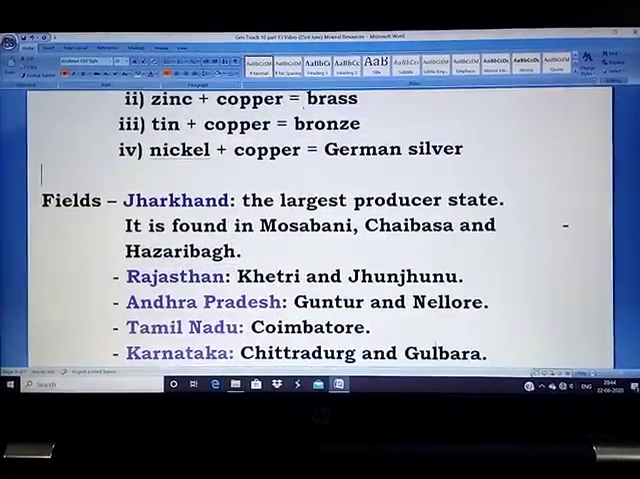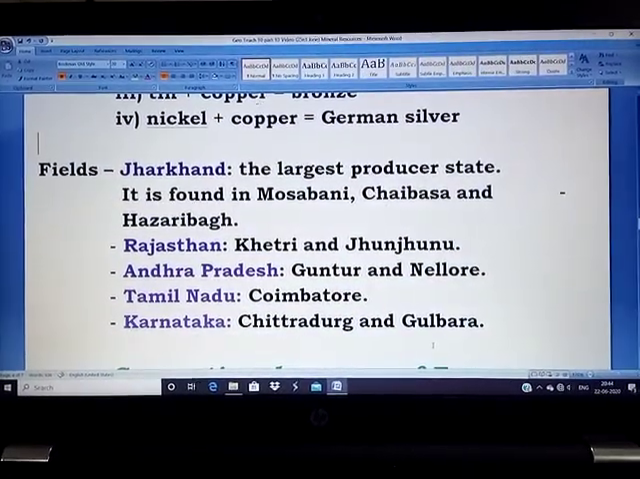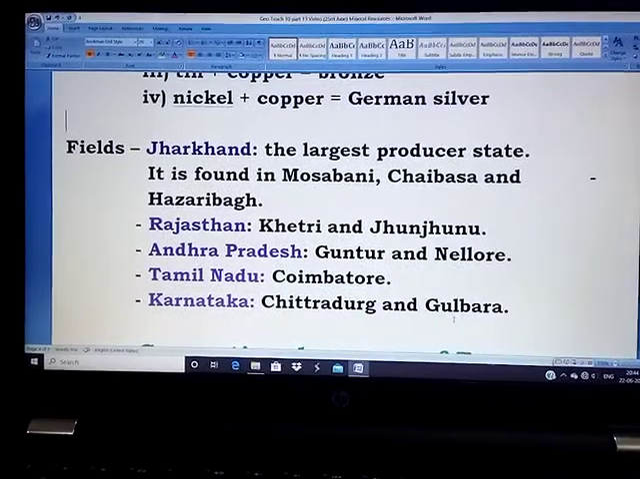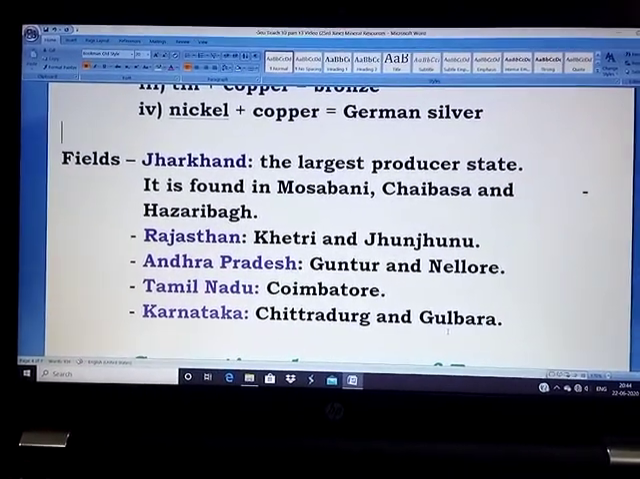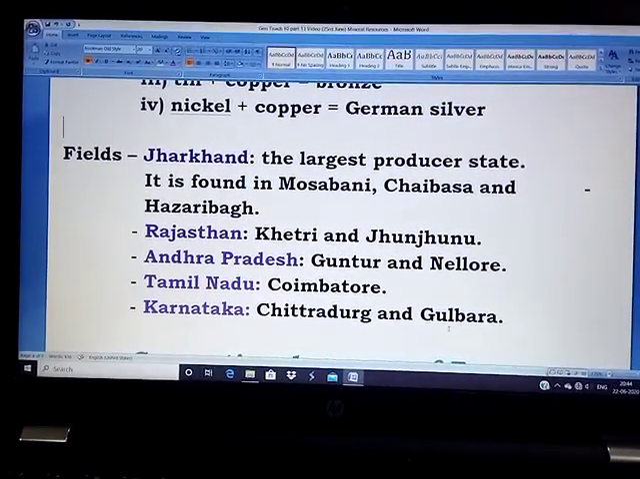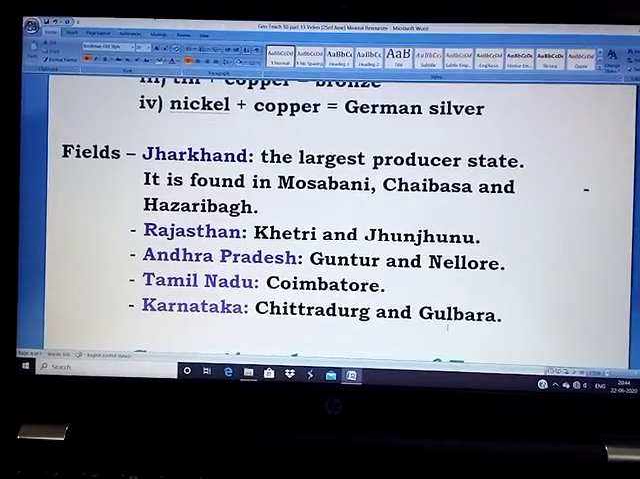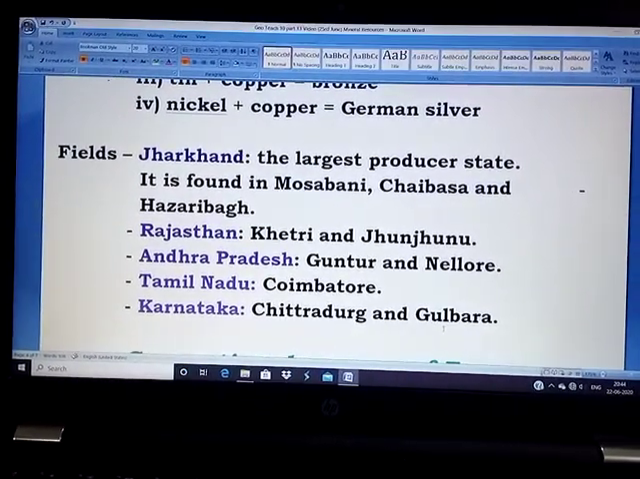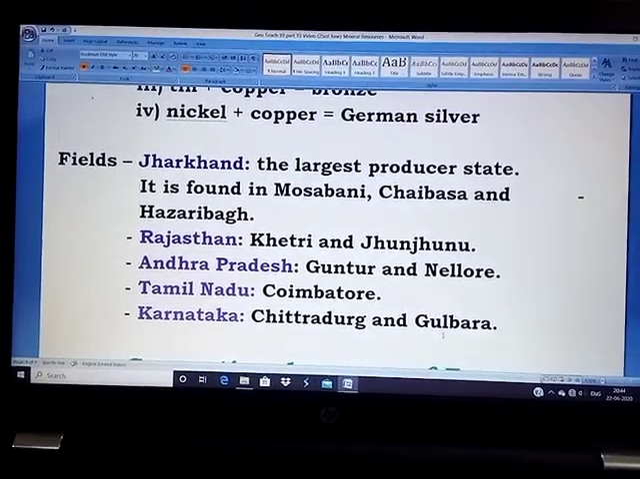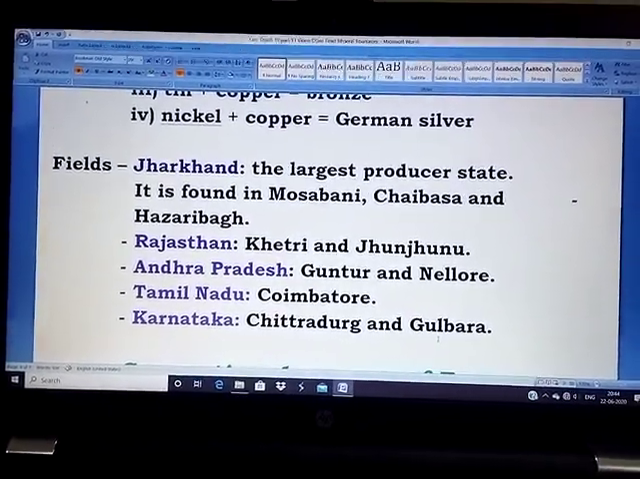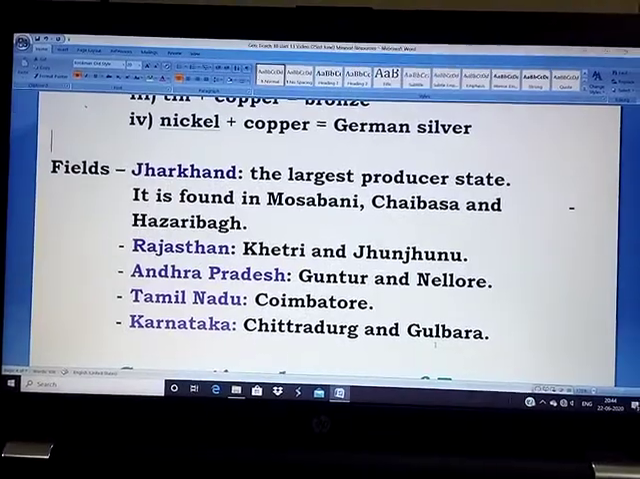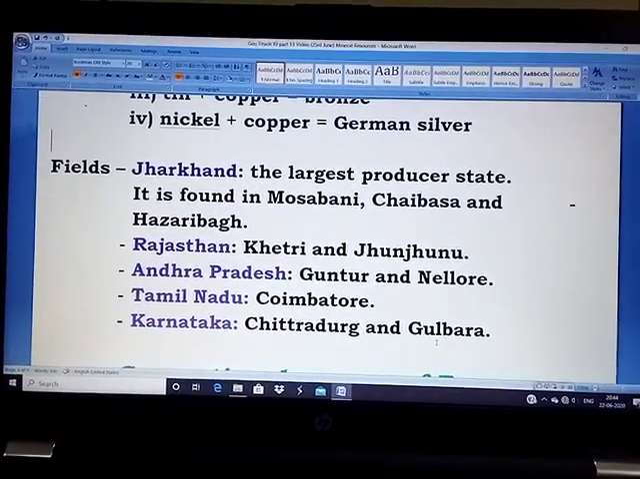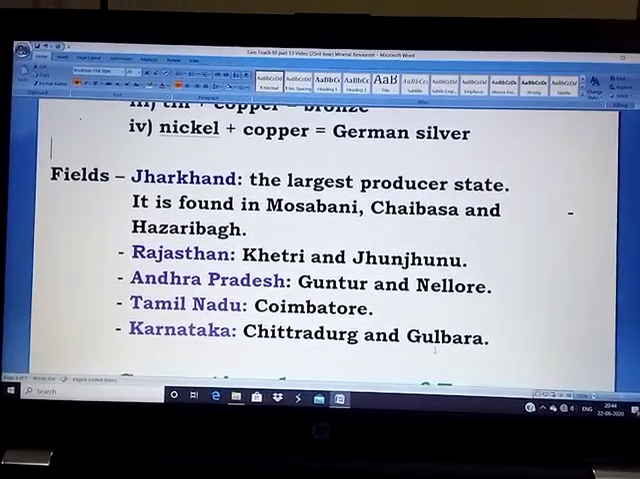Some of the important fields, meaning regions where the copper is mined. Jharkhand is the largest producer state of copper. It is found in Mosabani, Chaibasa and Hazaribagh district. In Rajasthan, it is in Khetri and Jhunjhunu.